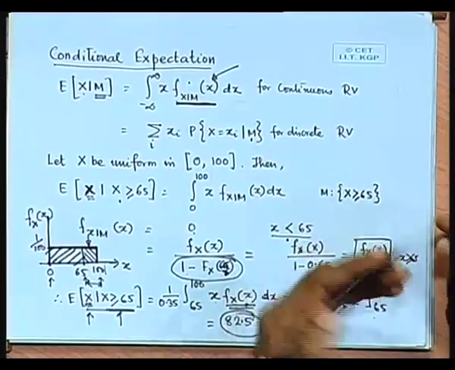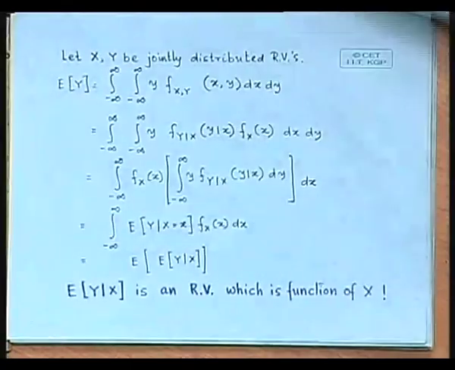This is also obvious, since the probability density function is uniform, so obviously the mean is at the middle. If you are considering people between 65 and 100, it is obvious that the mean is going to be at the middle of 65 and 100, which is nothing but 82.5, right. So, this is called conditional expectation.